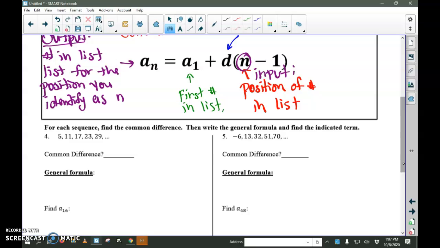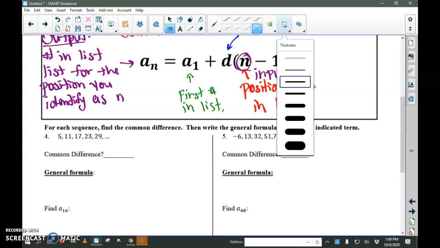And then your job is going to be to do 6 and 7 to try on your own and submit to Google Classroom. So it says for each sequence, find the common difference. Then write the general formula and find the indicated term. Okay, so the common difference.